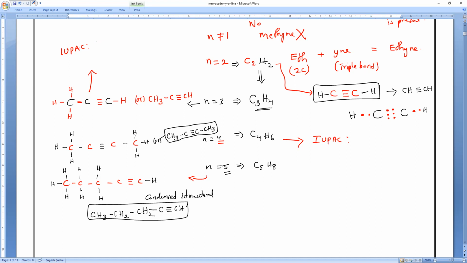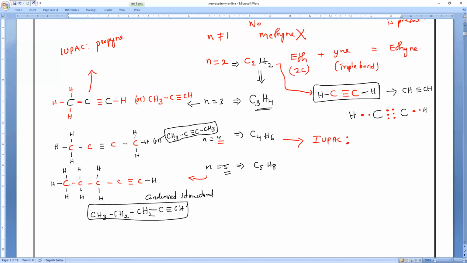Propane. Yes, please. Propane. Propyne. Very good. So this is propyne. Very good. Nice. Then N is equal to 4. What have you done, everybody? Butane. It's not butane. There is a small change.